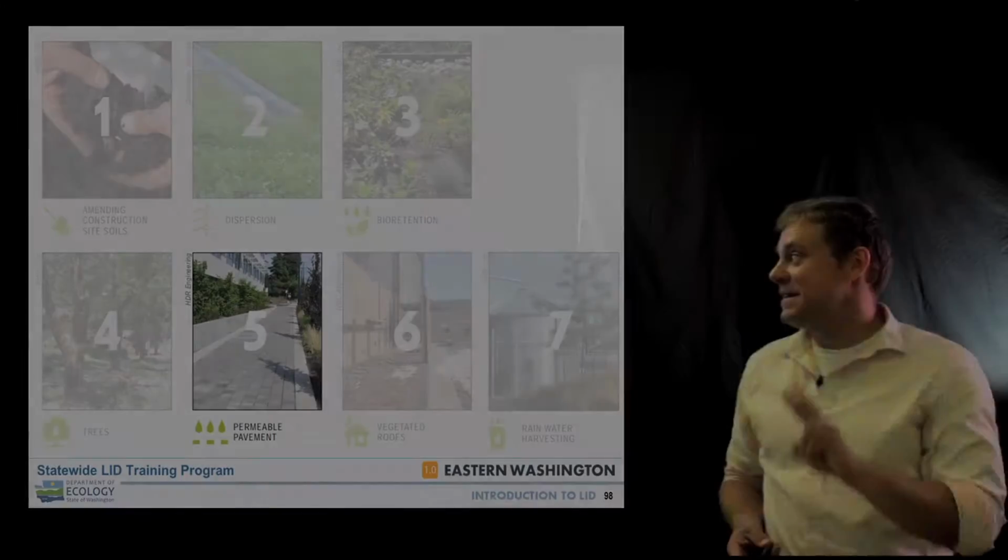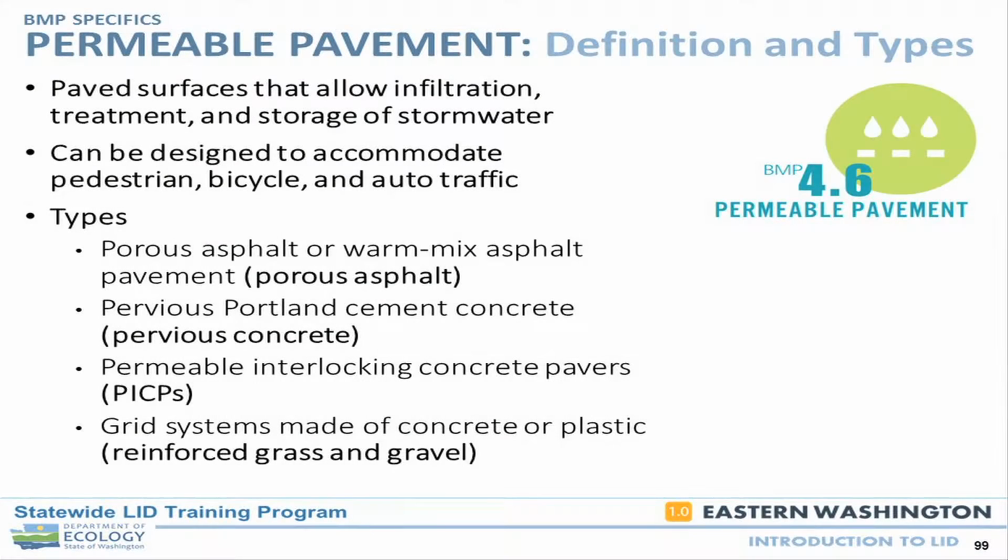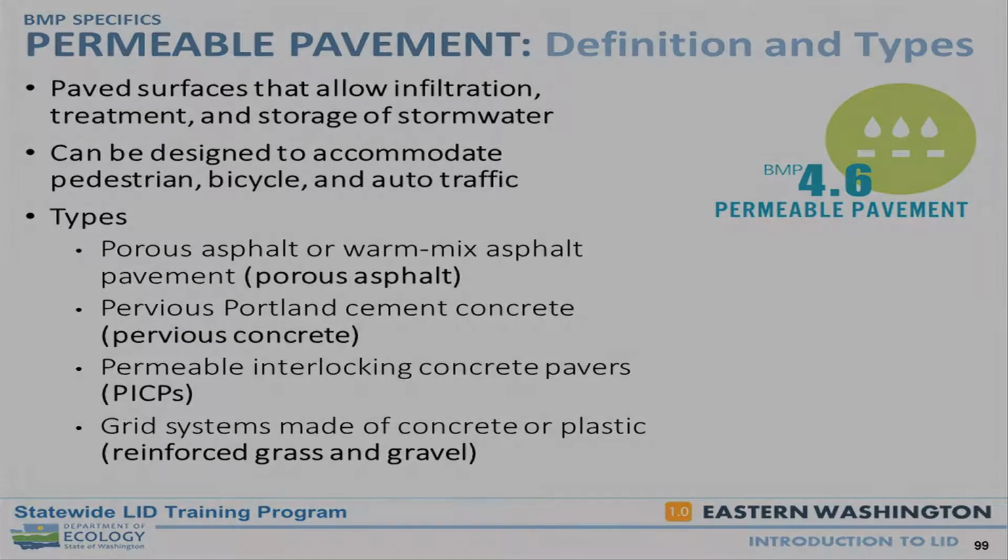Okay, now we're going to go into my second favorite practice, which is permeable pavements. So what is a permeable pavement? Well, it says it in the name. It's a paved surface that allows infiltration, treatment, and storage of stormwater. It allows water to go through it instead of piling up at the surface and running off. It can be designed to accommodate pedestrian, bicycle, and auto traffic.